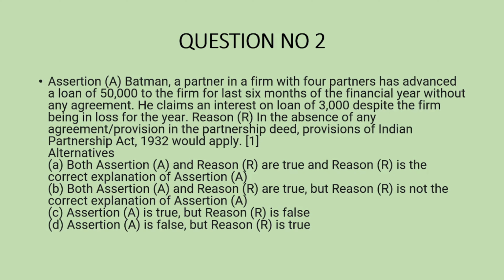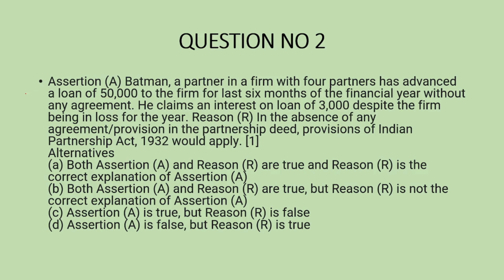Alternatives: both assertion A and reason R are true, and reason R is the correct explanation of assertion A. Both assertion A and reason R are true, but reason R is not the correct explanation of assertion A. Assertion A is true, but reason is false. Assertion A is false, but reason is true.